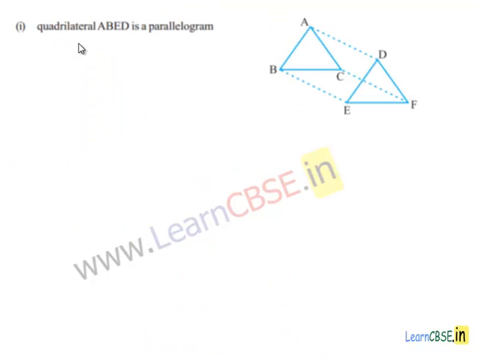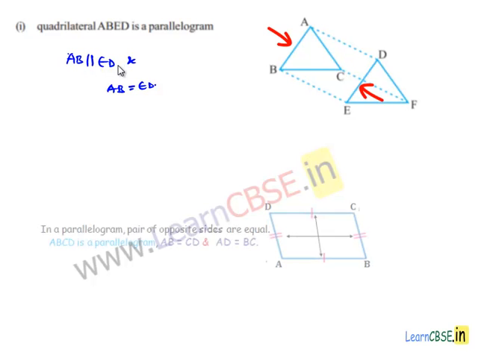In the first thing, we are asked to prove that quadrilateral ABED is a parallelogram. In order to prove this, let us consider the quadrilateral ABED. In this, it is given that AB is parallel to ED and also AB is equal to ED. Since the opposite sides are parallel and equal, we can say the given quadrilateral ABED is a parallelogram.